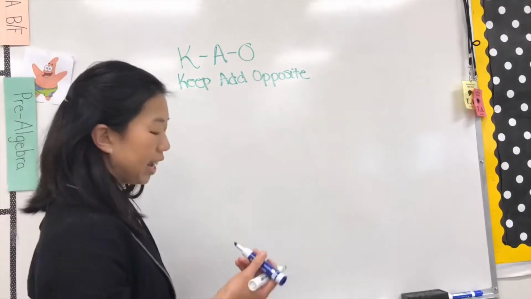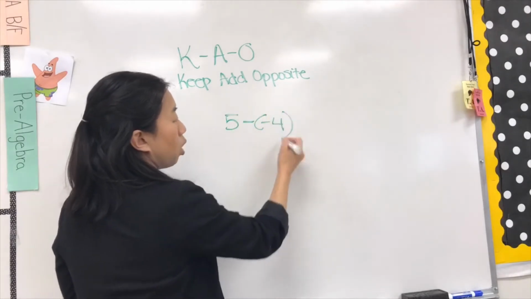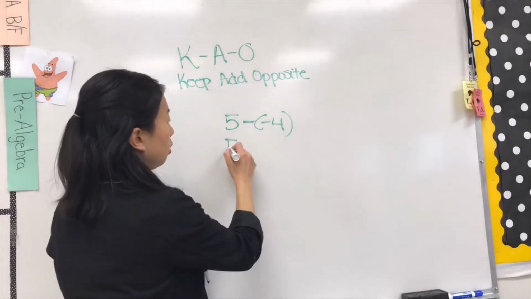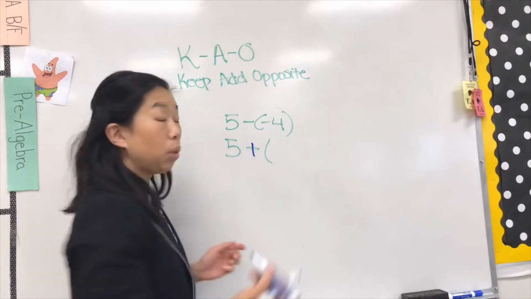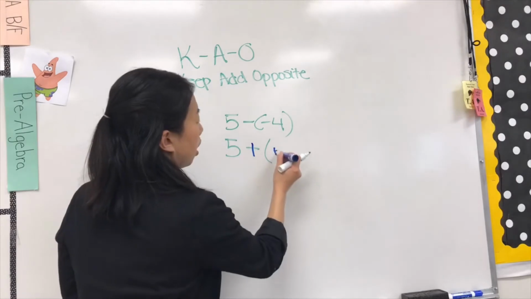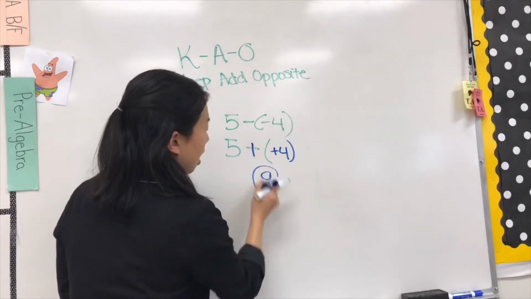Okay. So again, if I had a question like 5 minus -4, all right, we're going to keep the front, which is 5. Change your subtraction to an add. And then what's the opposite of -4? +4. So now I have 5 plus 4, which is 9.